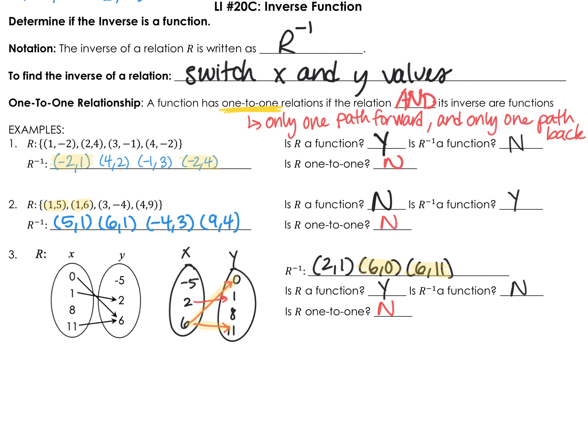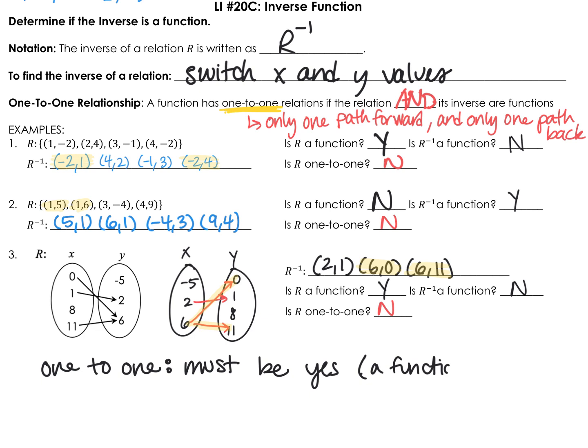Okay, so 1 to 1. To be 1 to 1, it has to be yes for both. This is on the next page as well. 1 to 1. What's the 1 to 1? It means that's the one path forward, one path back. It must be yes, a function, for both the original and the inverse. You get to see it on graphs on the next page. I know that that's confusing.